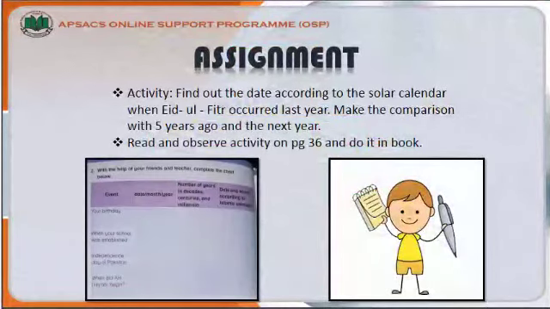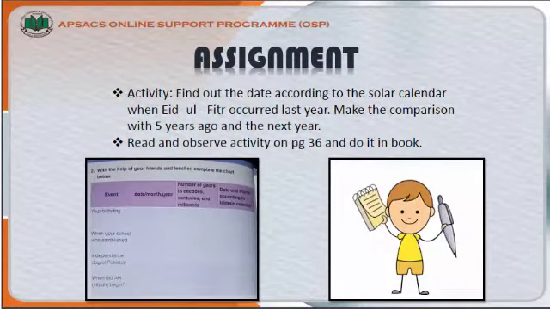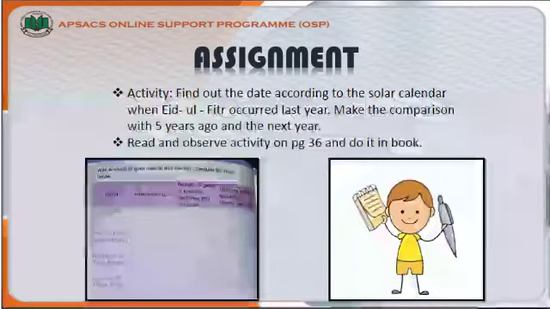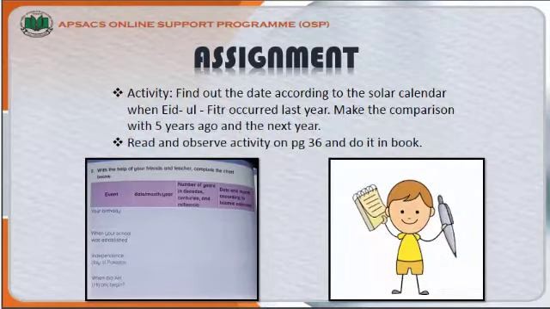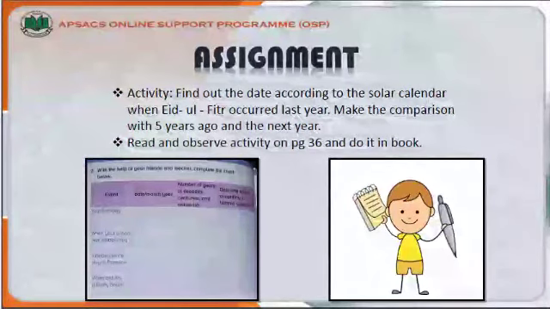Now it's time for assignment. Read and observe carefully. Activity: find out the date according to the solar calendar when Eid al-Fitr occurred last year. Make the comparison with 5 years ago and the next year. Read and observe the activity given on page 36 carefully and do it in your book.